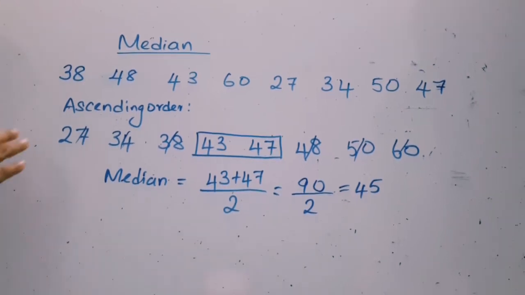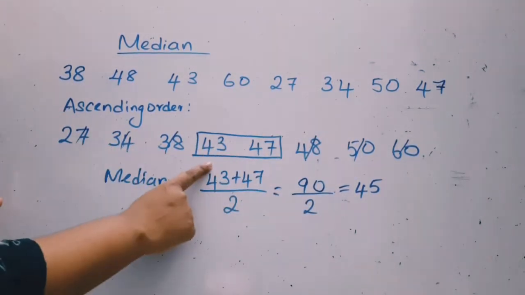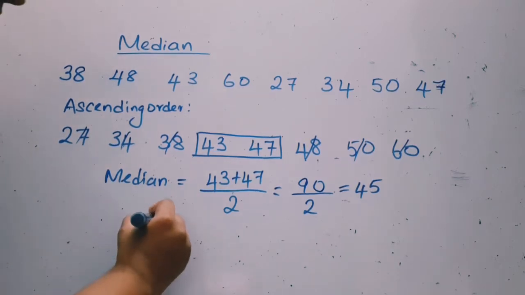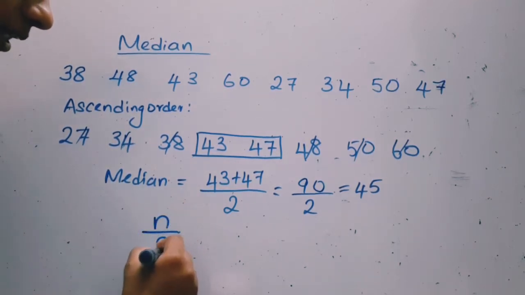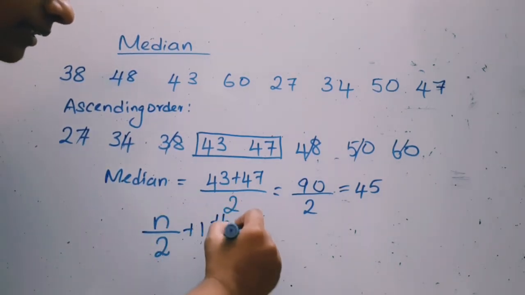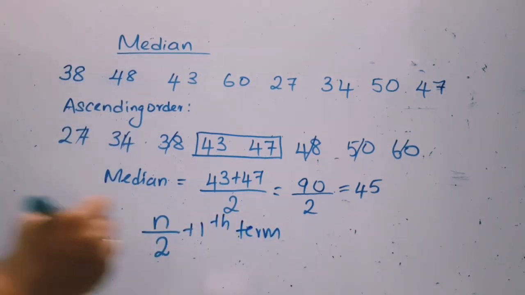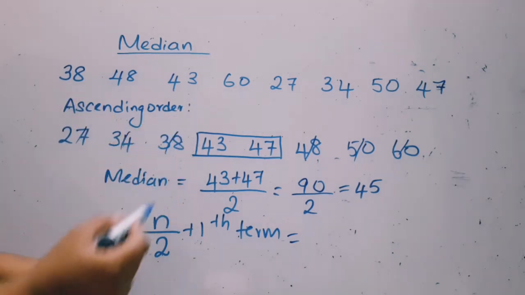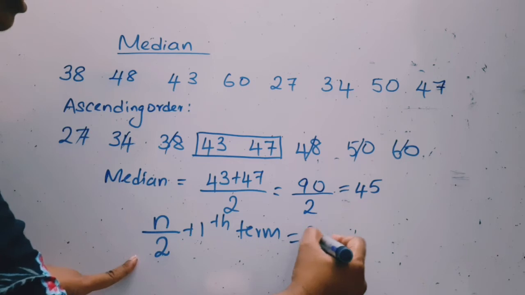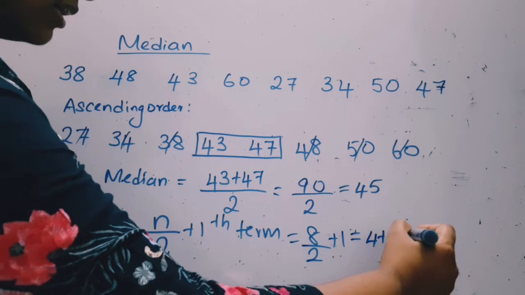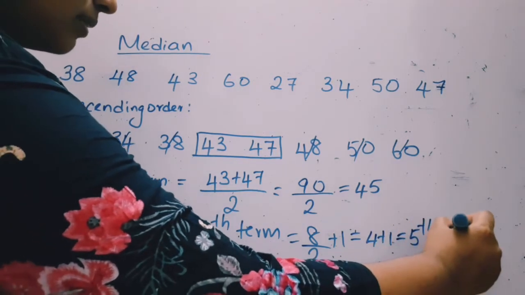So once again, if the number of data in the collection is higher, you cannot find the center numbers like this. So what you can do here is divide the number of terms by 2 and then add 1 to find the term. Okay, so let's do that in this method. The number of terms in here is 8. So 8 divided by 2, add 1, which is 4 plus 1. So here it is the fifth term.